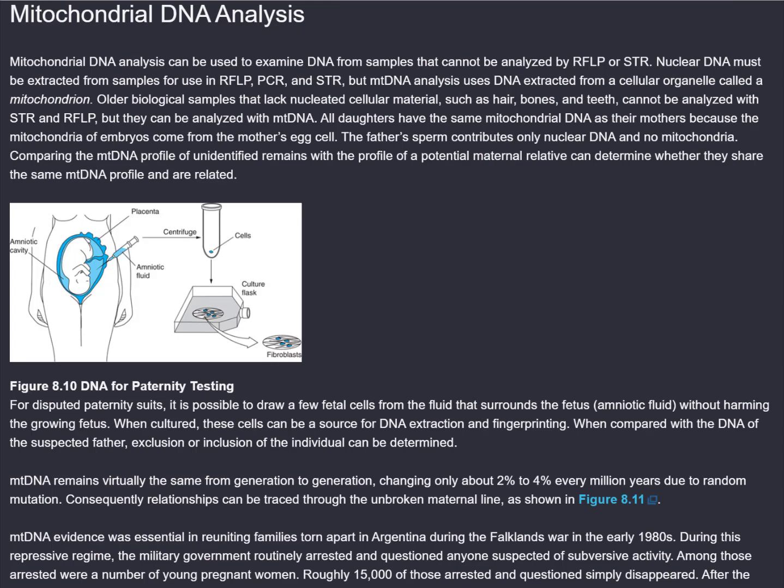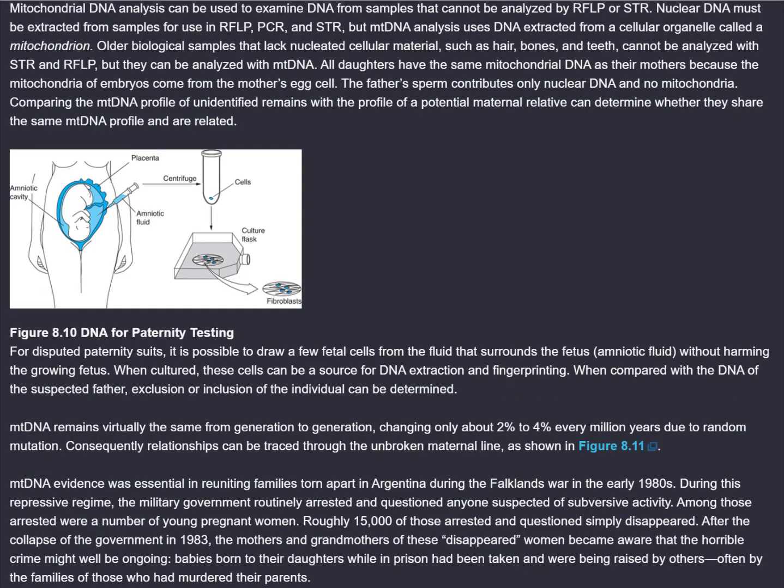Mitochondrial DNA analysis. Mitochondrial DNA analysis can be used to examine DNA from samples that cannot be analyzed by RFLP or STR. Nuclear DNA must be extracted from samples for use in RFLP, PCR, and STR, but mtDNA analysis uses DNA extracted from a cellular organelle called a mitochondrion. Older biological samples that lack nucleated cellular material, such as hair, bones, and teeth, cannot be analyzed with STR and RFLP, but they can be analyzed with mtDNA.